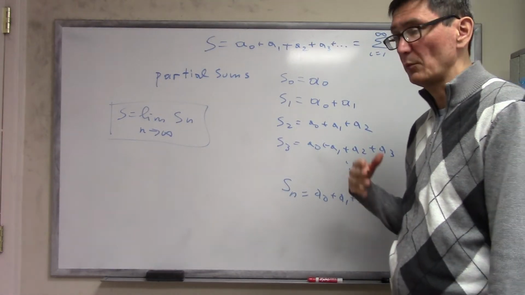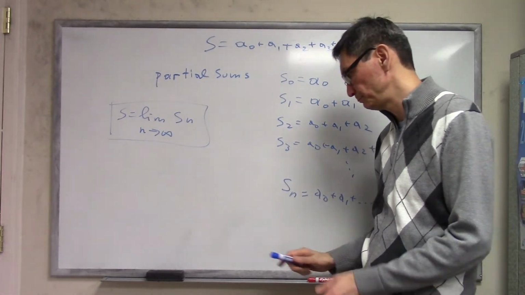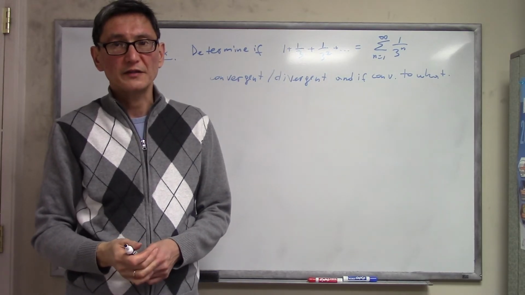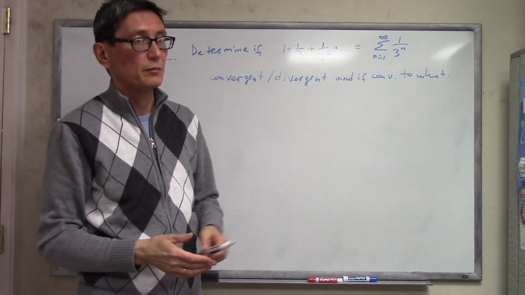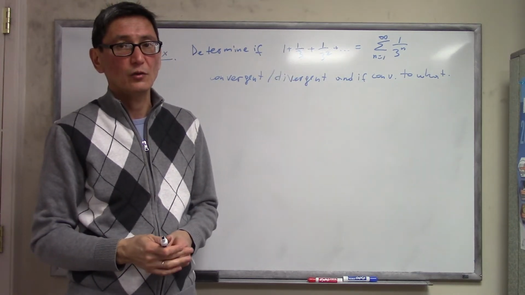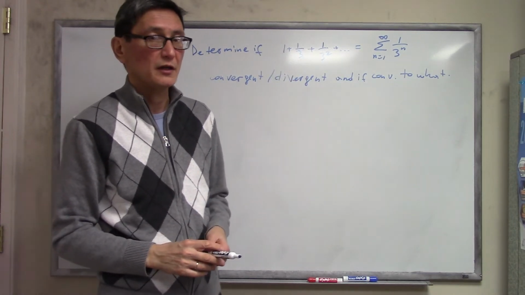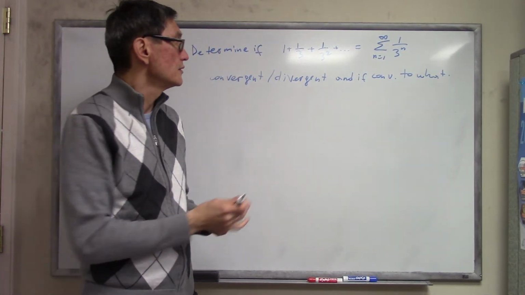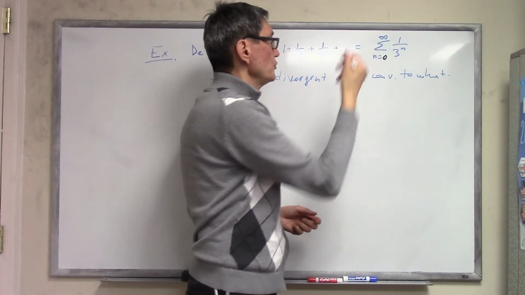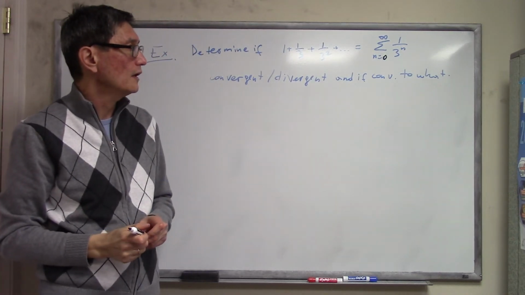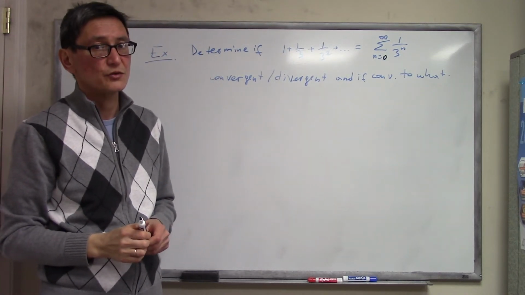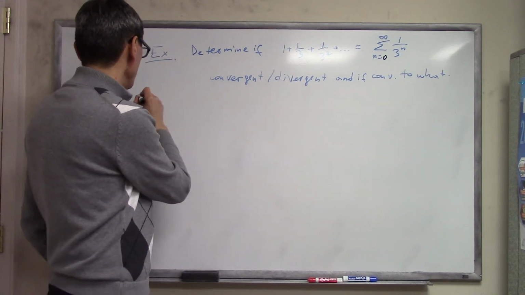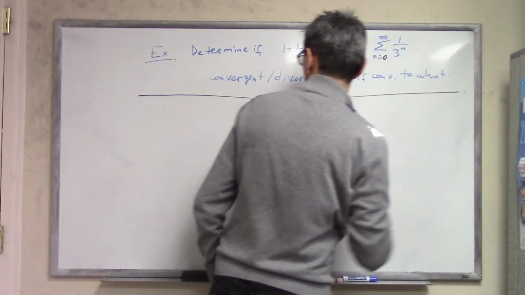Let's work through a couple of examples of how we'll do that. Let's do the following example. We have the series 1 plus 1/3 plus 1 over 3 squared plus and so on, or using sigma notation, 1 over 3 to the n, where n starts from 0 to infinity. And we want to know if that series converges or diverges, and if it converges, to what. So let's see how we're going to address that.